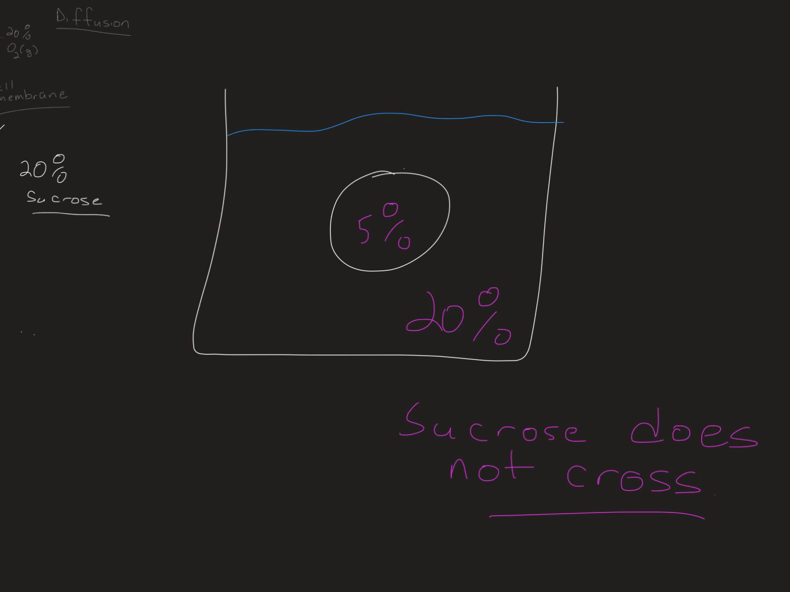Water moves. Now, interestingly, water is not going to move like you would think. Water's moving, so it's going to go from high to low, 20% down. No, it's the opposite. Where water's concentration is the highest, it's going to move to where water's concentration is the lowest. This is a tricky part. This is where it seems backwards.